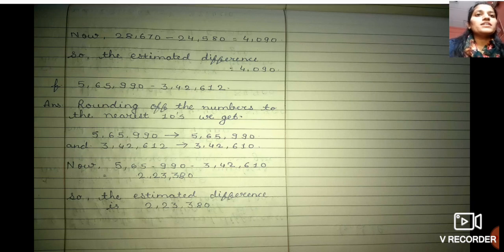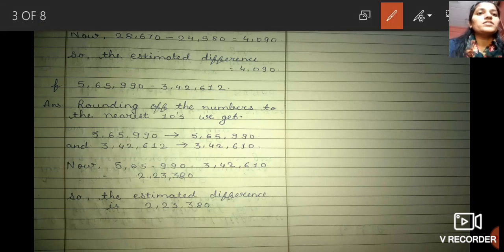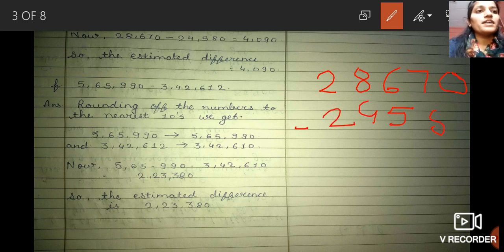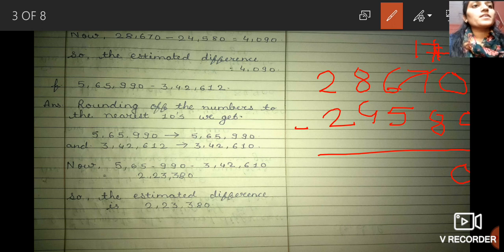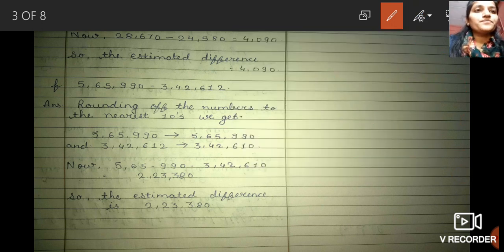So students, here we can see, let's solve the answer here again. We have to subtract like this. Okay, so 28,670 minus 24,580. So 0 minus 0, 0. From 7 we cannot subtract 8. So here we are going to write 17. Okay, we'll write again.